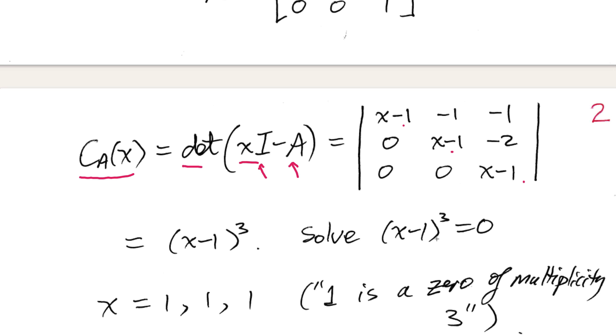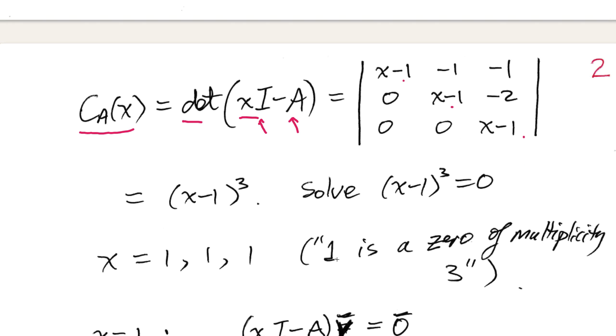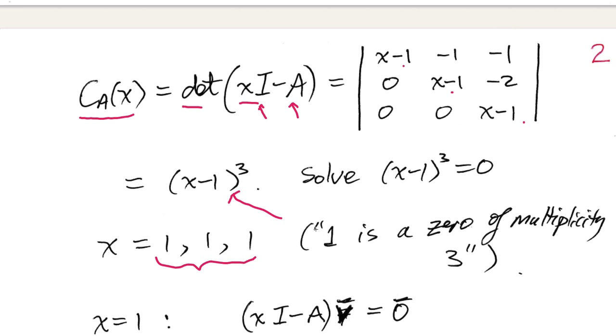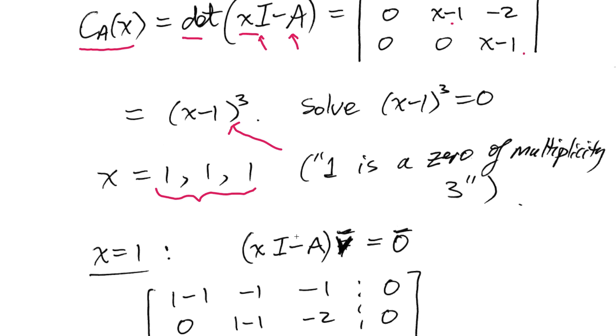And you could see when we set that to 0 that we're just going to get those main diagonal entries, 1, 1, 1. And we say 1 is a 0 of multiplicity 3. 1 is a 0 of the characteristic polynomial with multiplicity 3. Remember that language from college algebra. But let's just take this case here. We've got x is equal to 1. That's the only eigenvalue, although it's repeated.